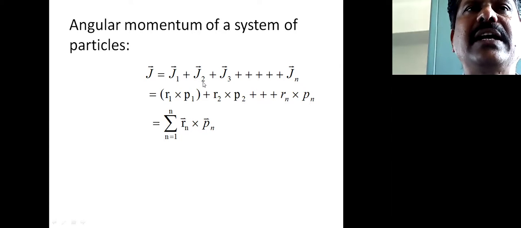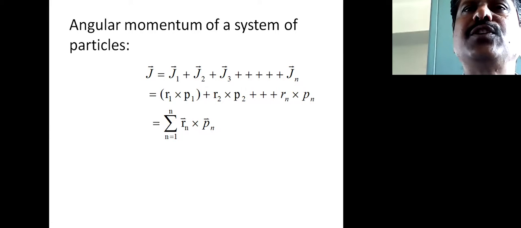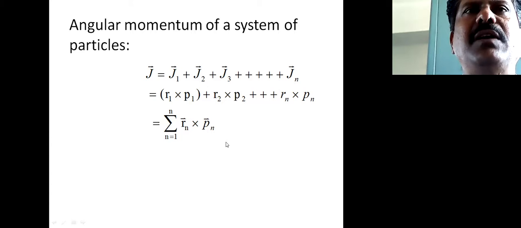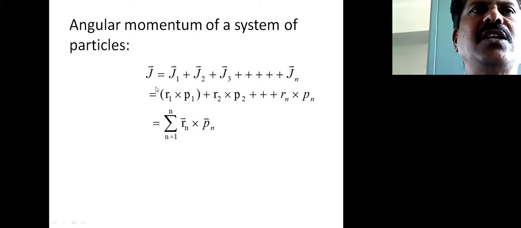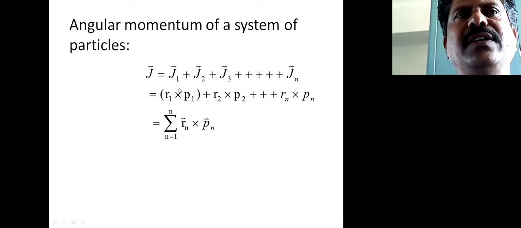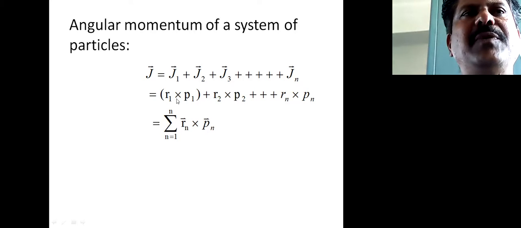Similarly, for the second particle, J2 is equal to r2 into p2. So the total angular momentum of that system of particles, J, is equal to J1 plus J2 plus J3 up to Jn. That is, r1 into p1 plus r2 into p2 plus so on up to n particles. In general, we can write it as the summation from n equals 1 to n of rn into pn.